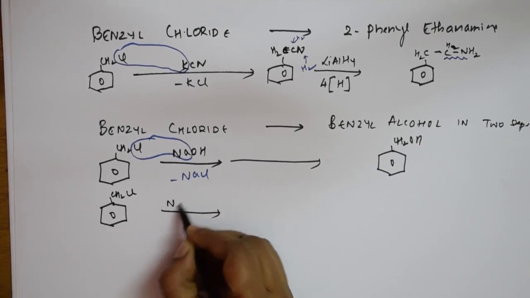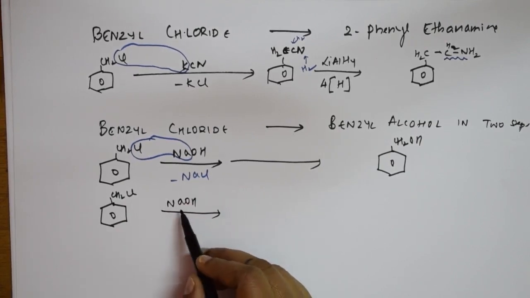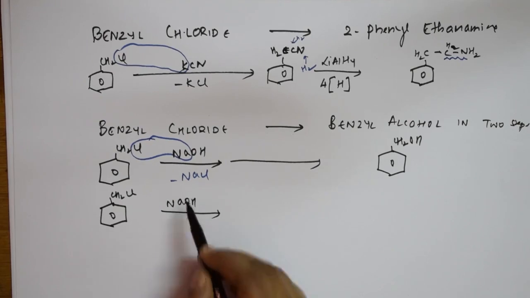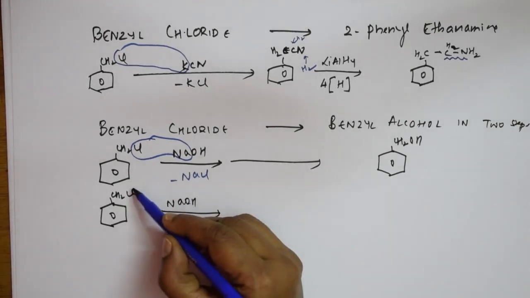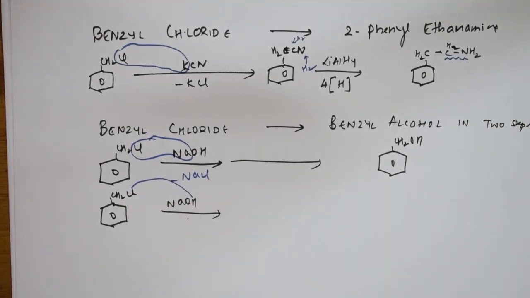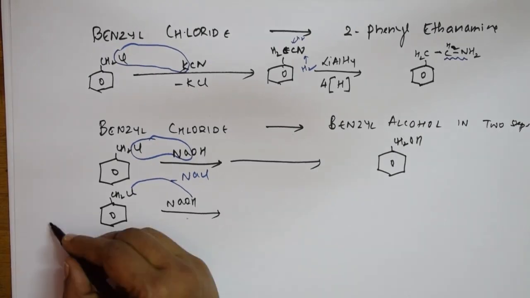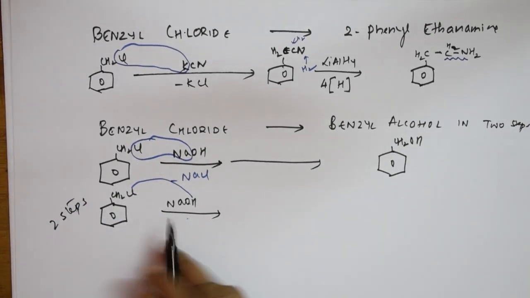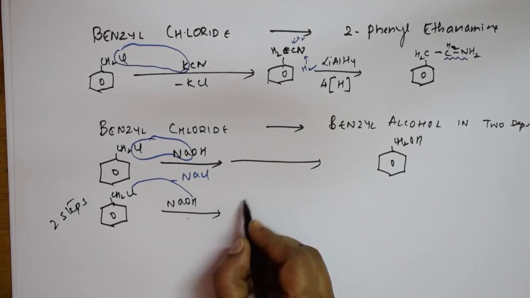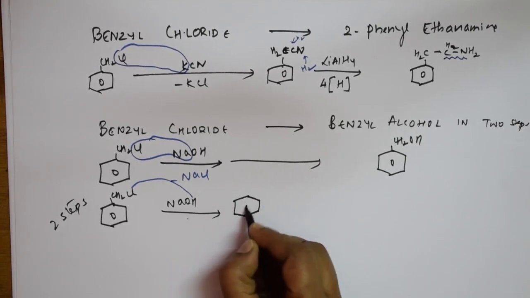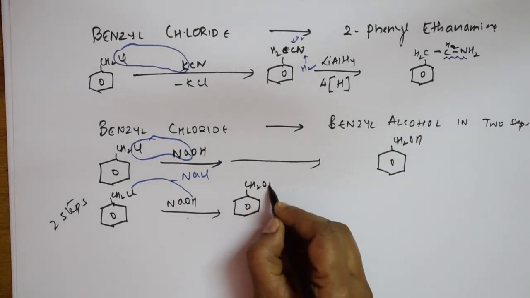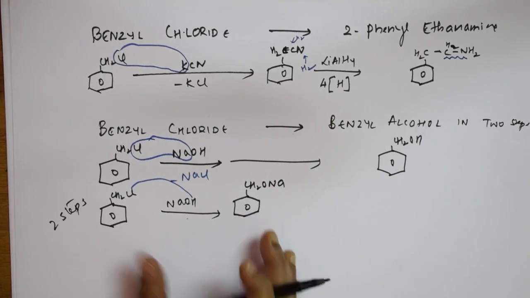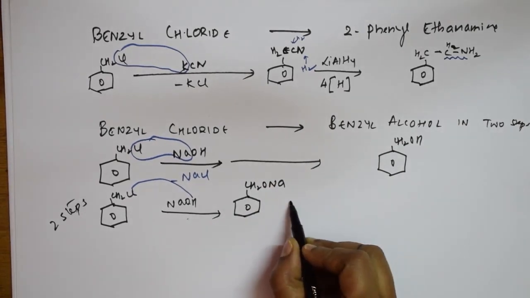Now you're going to introduce NaOH. Now what will happen? It's going to form a stable compound. This Cl and this H come out. I'm doing it in 2 steps now. This is your step 1. What is that? This is CH2ONa.